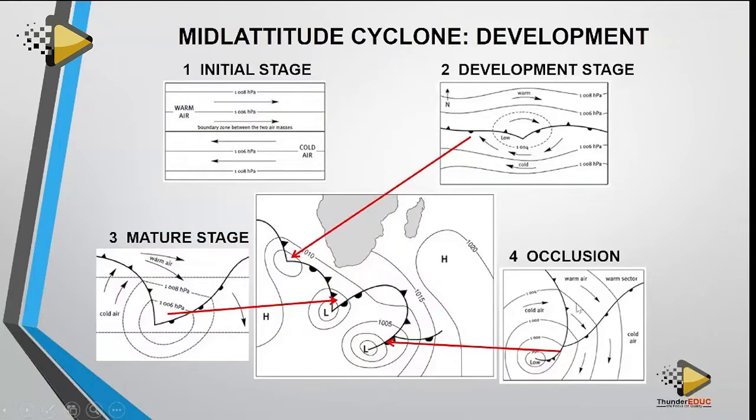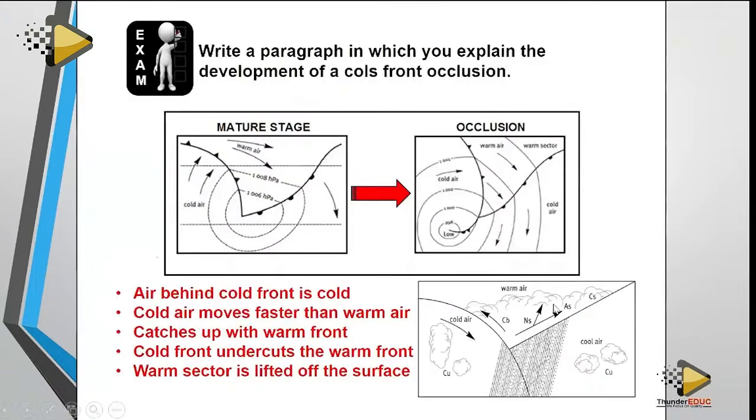Even when you are requested to draw the occlusion stage, you must also indicate, you must show that the warm sector is narrower. So that's your family of depression. Now, this is a typical examination question that you can expect.